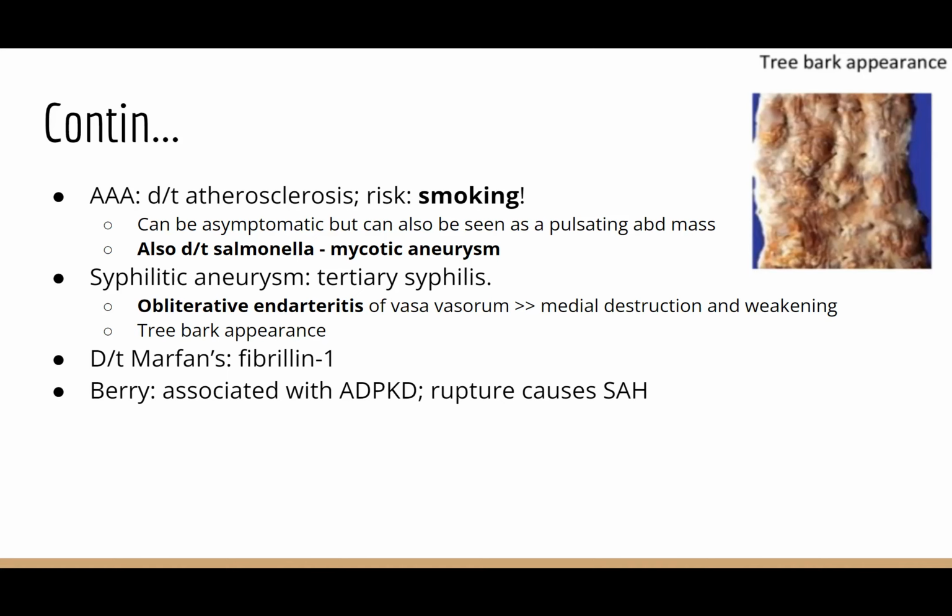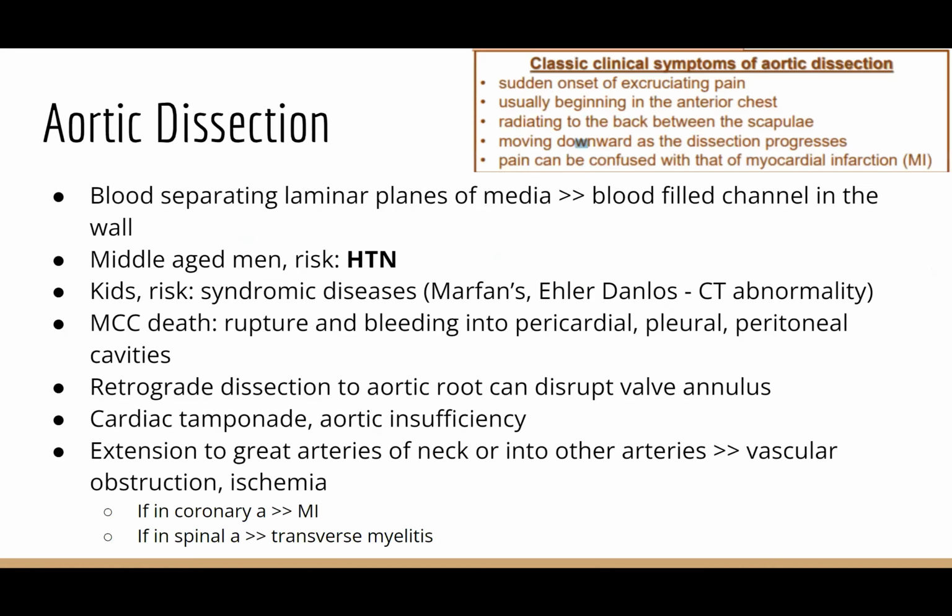Berry is associated with autosomal dominant polycystic kidney disease, and then the rupture causes subarachnoid hemorrhage. Aortic dissection. So this is blood separating in the laminar planes of the media. It creates a blood-filled channel in the wall. Why is this bad? Because it's not in the lumen, so it's not going to go to the systemic tissues. And so you're basically getting this big hematoma.